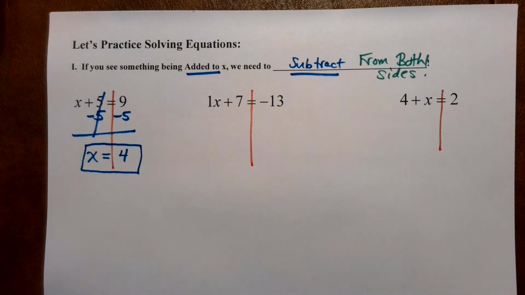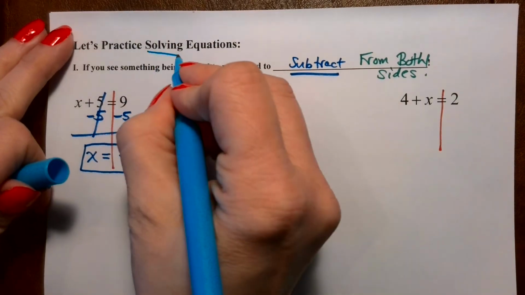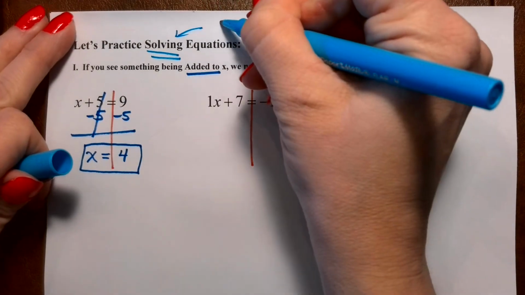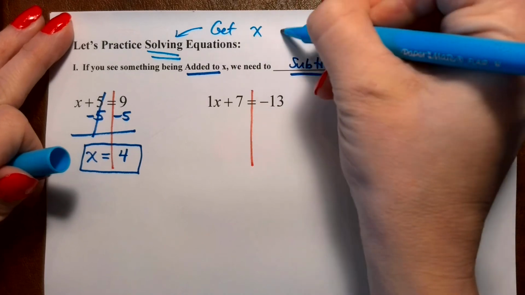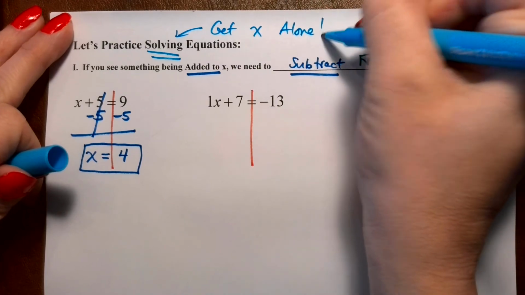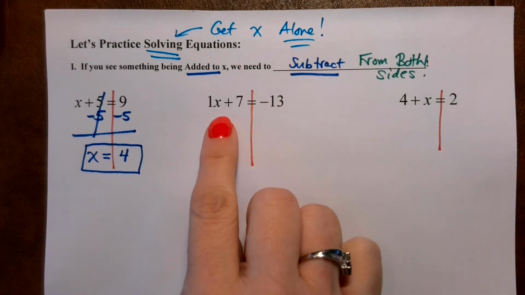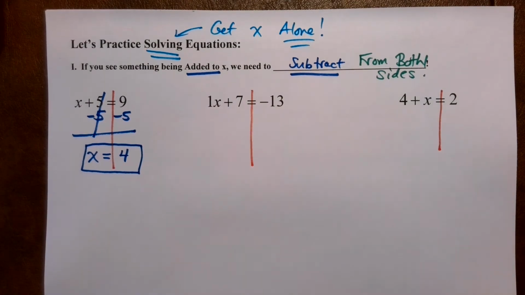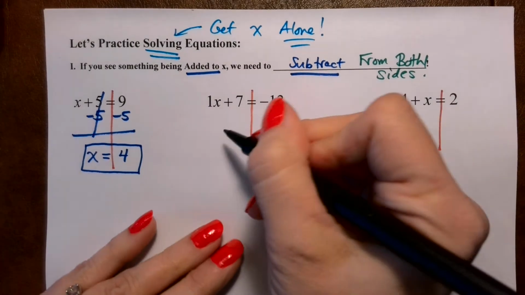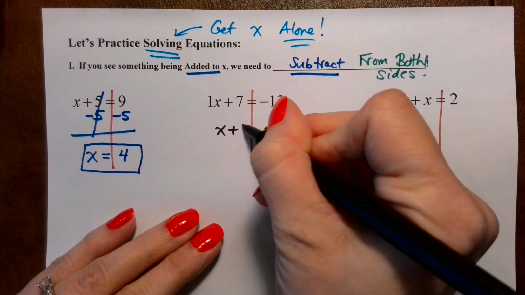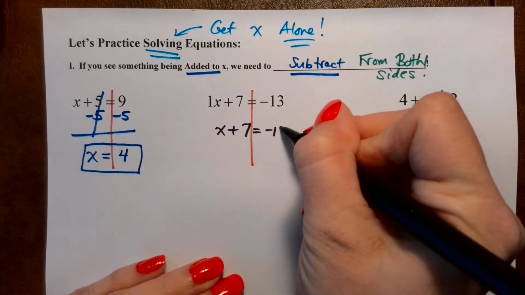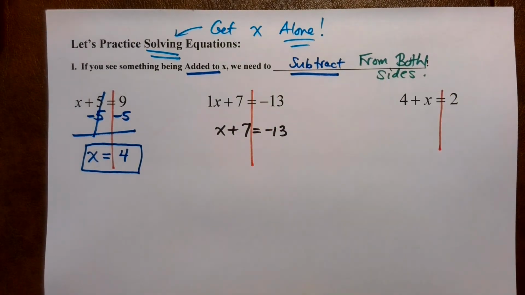Okay? When it says solve, what that means is you have to get the x alone. You have to get everything away from the x. When you see something like this and it says 1x, you can rewrite that problem if you want. Okay, the 1 just means that there's a single x. If you want to say x plus 7 equals negative 13, that's the same thing.